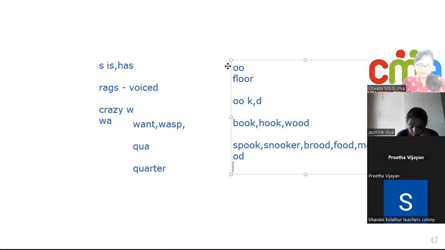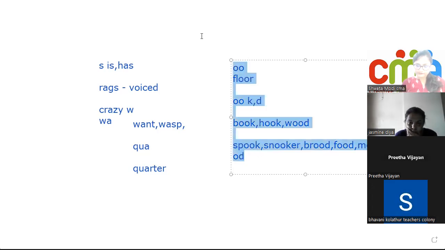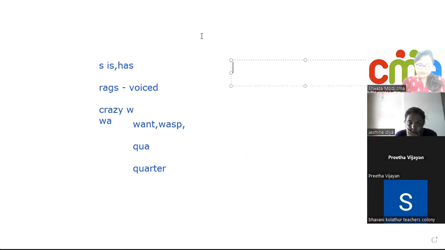Now, some of the words, like, how will you read this word? Blood. Yes. So sometimes it gives you the sound of the letter U. There are a small number of words which give you that sound.